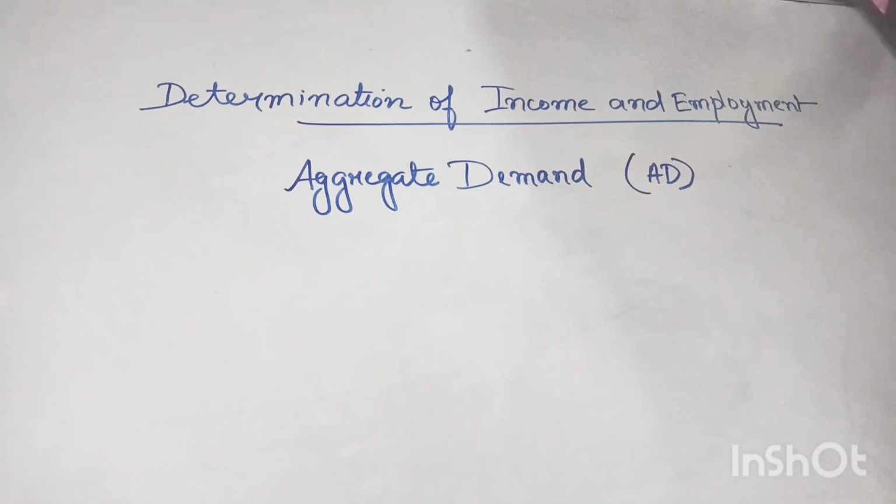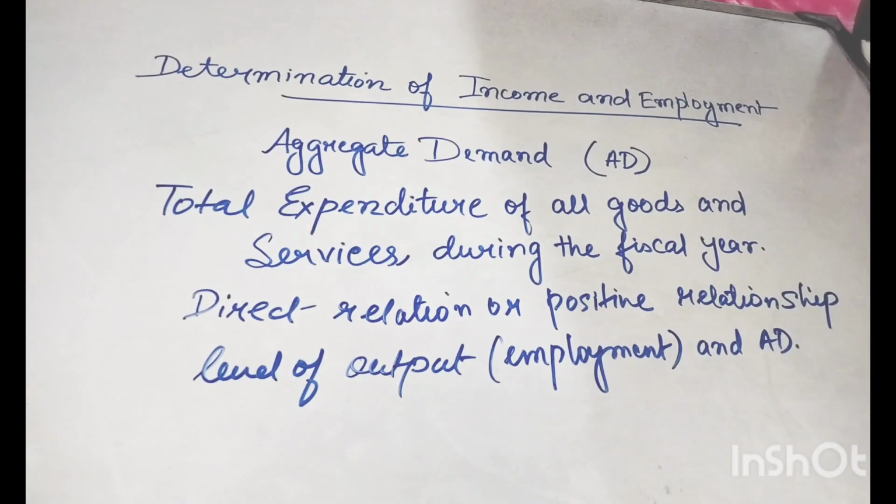So aggregate demand is what? Total expenditure on all the goods and services. If we define aggregate demand, aggregate demand means the total expenditure on all the goods and services during the fiscal year, and there is a positive relationship between level of output and aggregate demand. So here we can say level of output or employment. That means the higher the employment level, the higher the aggregate demand, or if the level of output increases, aggregate demand also increases. So there is a positive relationship between output and aggregate demand.